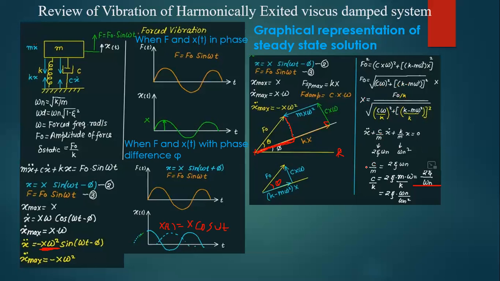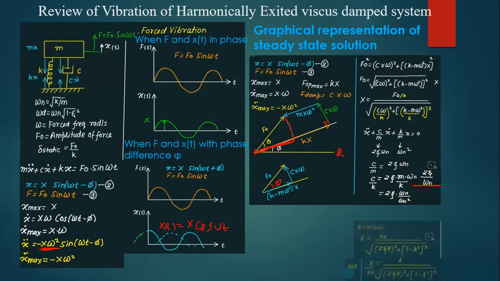Now we are going to define some terms. The equation m x double dot plus c x dot plus k x is equal to F naught sine omega t is there. Considering only the homogeneous part of the solution, we divide both sides by M. Just neglecting this part, we have C over M is equal to 2 zeta omega n, and K over M is equal to omega n squared. So C over K finally gives us 2 zeta omega n over omega n squared. So we substitute these equations.